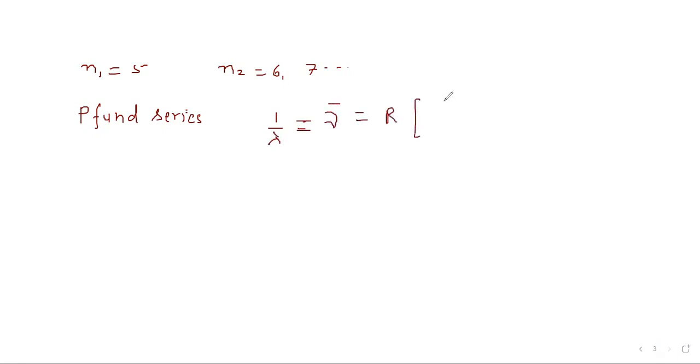Now suppose n1 becomes 5. If n1 equal to 5 and n2 equal to 6, 7, etc., then the series is called the Pfund series. And we write it 1 upon lambda equals nu bar equal to R times 1 upon 5 square minus 1 upon n2 square, where n2 equal to 6, 7, 8, etc. So this series is the Pfund series, and this series lies in the IR region.